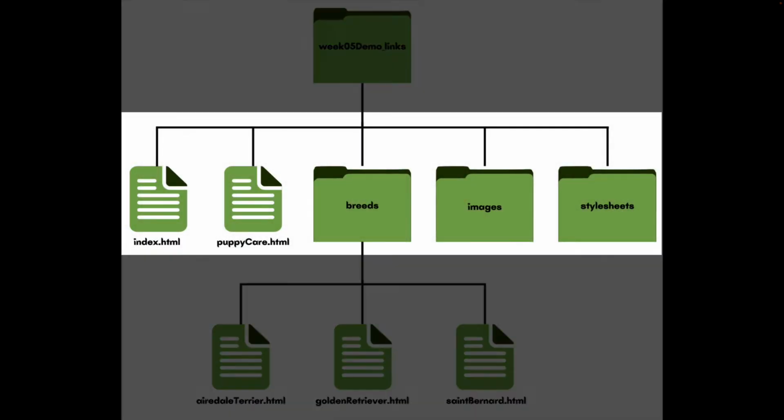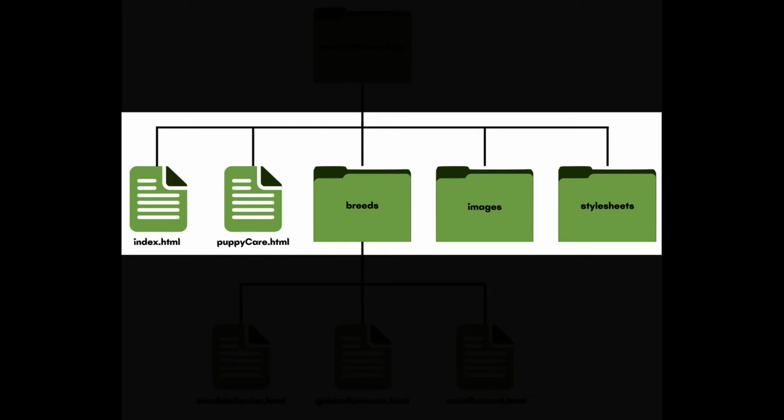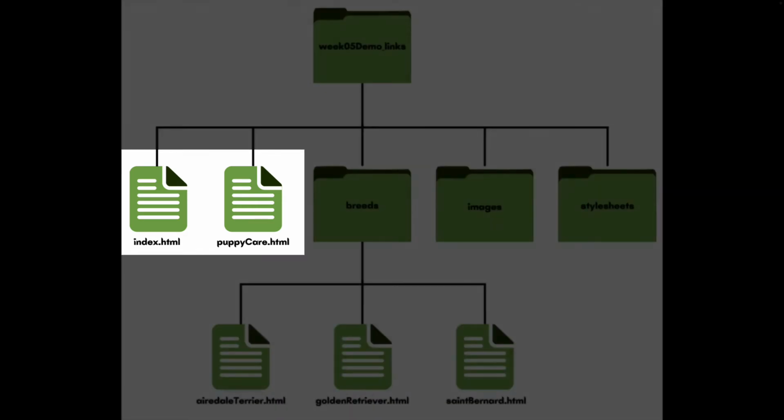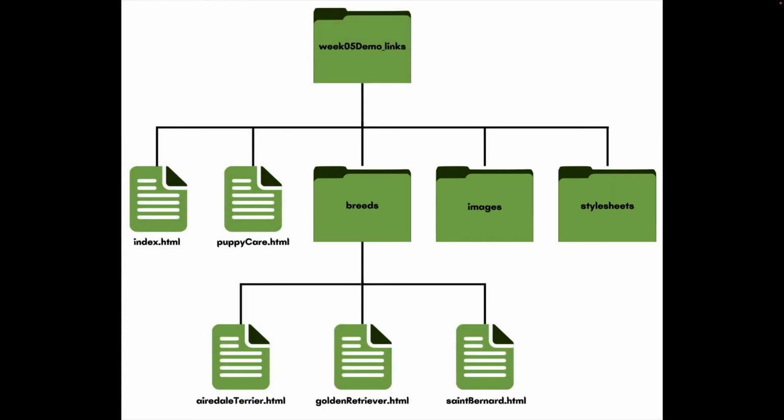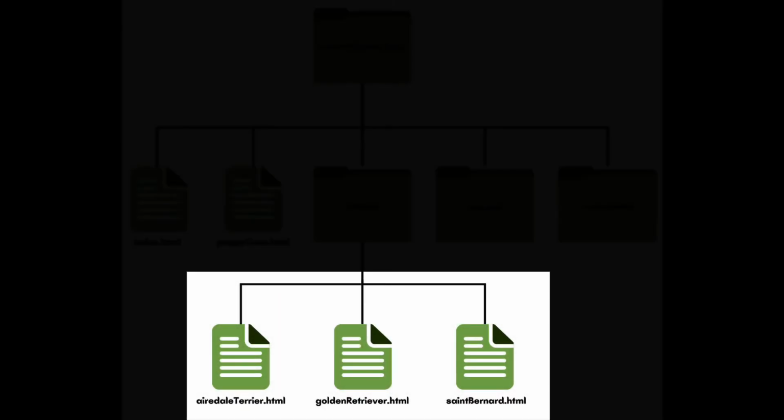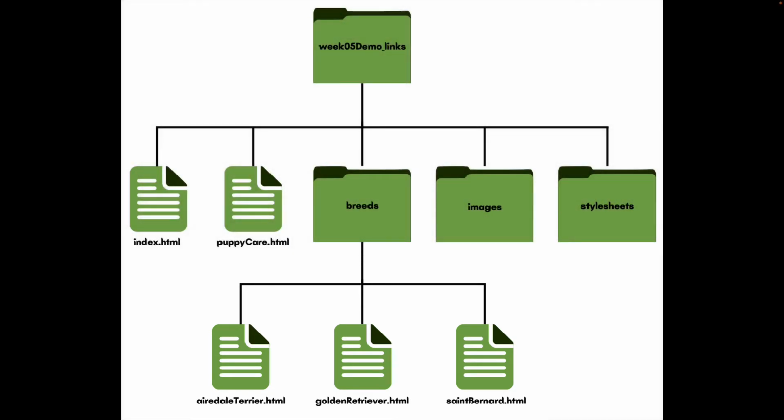Immediately underneath that, we have access to 5 items. 2 of them are HTML files, and the other 3 are folders or additional directories. And inside of our breeds directory, we can see there's 3 additional HTML files. This is our current structure. In order for us to get from one location to another, it's important to know where we're trying to go because we need to base it on where we currently are.